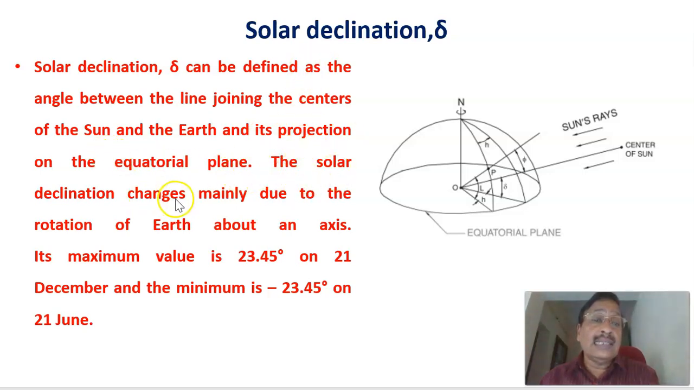The solar declination changes mainly due to the rotation of the Earth about an axis. Its maximum value is equal to plus 23.45 degrees, and that's on December 21st, and the minimum is minus 23.45 degrees, and that's on June 21st. This angle we call the solar declination delta.